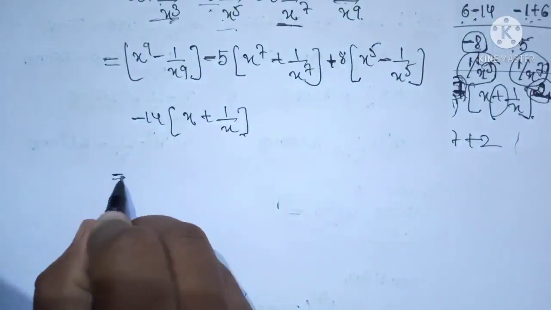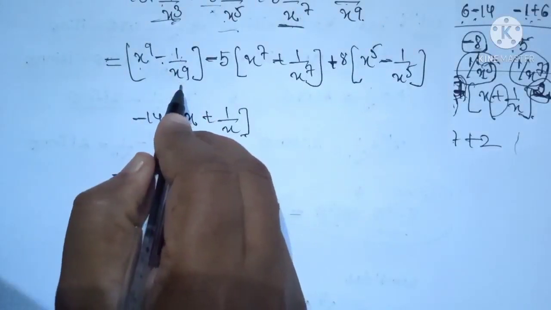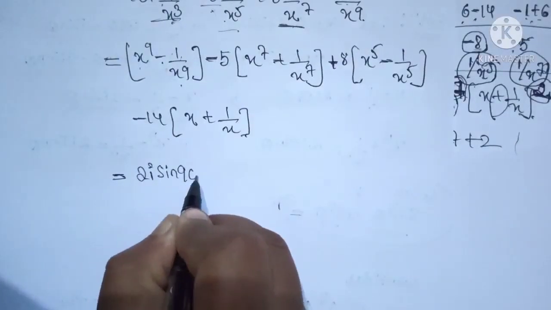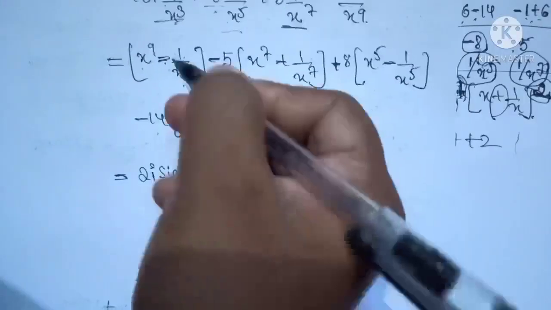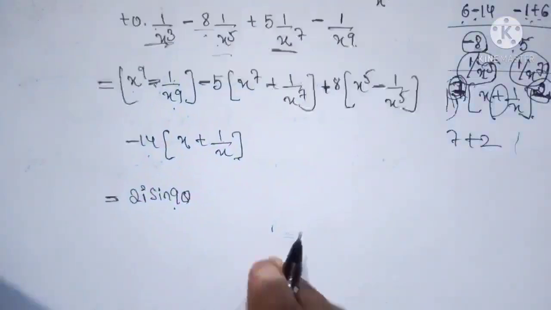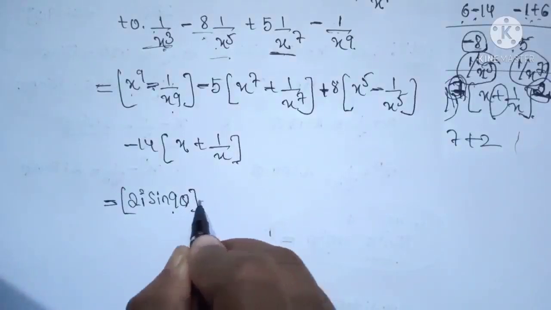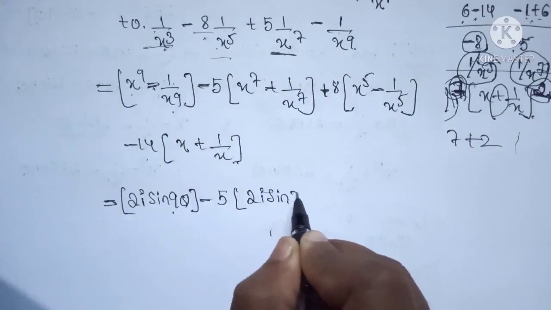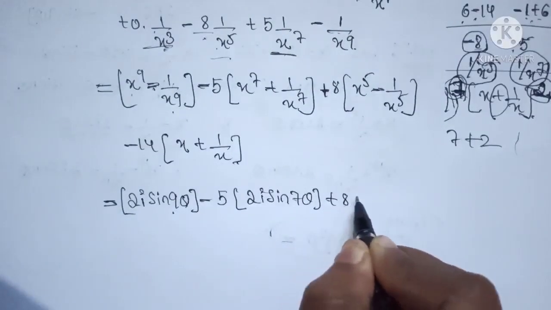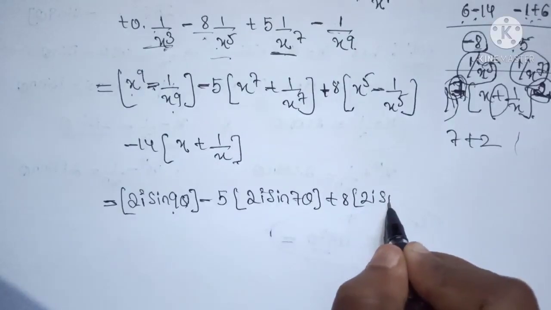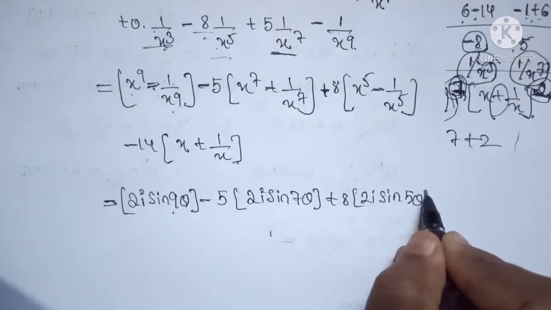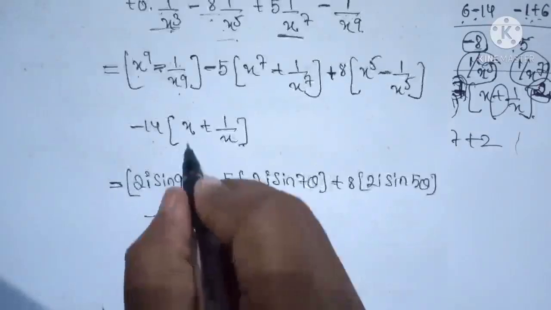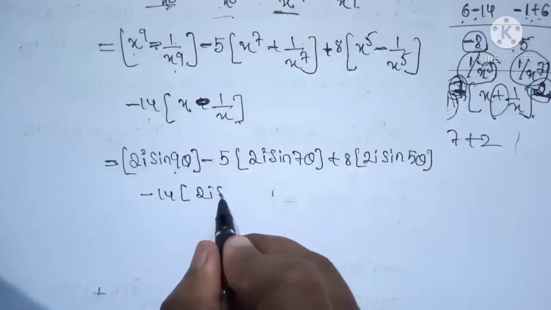Then now x^9 minus 1 by x^9 we can write as 2i sin 9 theta. Okay, if it is minus we get sine terms, if it is plus we get cosine terms. Minus 5, here we get 2i sin 7 theta, plus 8 2i sin 5 theta, minus 14 2i sin theta. So this is not plus, this is minus, 14 2i sin theta.